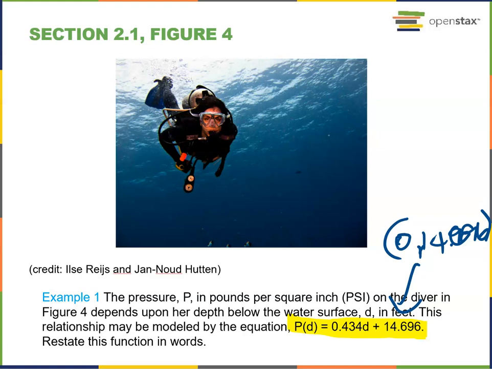That is the pressure in PSI on the diver at a depth of 0 feet. That's 0 and 14.696, which is the surface of the water. Then the rate of change, which is our slope, is 0.434 PSI per foot. This tells us that the pressure on the diver increases 0.434 PSI for each foot her depth increases.